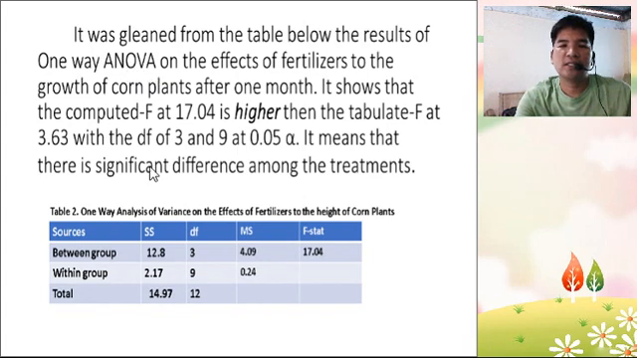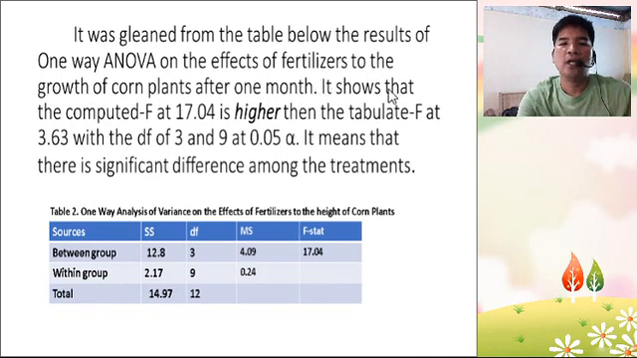Okay, this one is the interpretation of this table. It was gleaned from the table. Okay, you can use it was gleaned, it was shown, it was presented. No, you can use different phrasing to make it more appealing to the listener. So here, they use the word gleaned instead of it's shown, it's presented. Okay, so here, it was gleaned from the table below the results of one-way ANOVA on the effect of fertilizers to the growth of corn plants after 1 month.